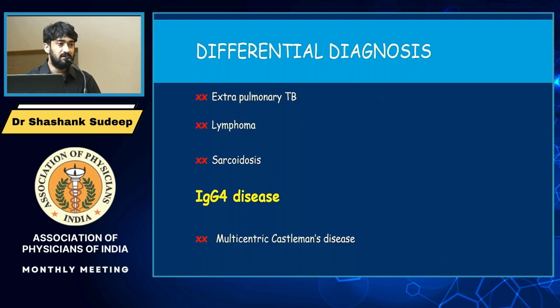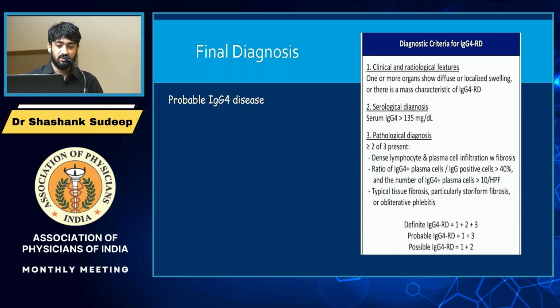So at this stage, our diagnosis becomes quite clear. We diagnosed this case as an IgG4 related disease. Based on the criteria given out by Umehara et al., the diagnostic criteria for IgG4 related disease consists of 3 facets: clinical and radiological features, a serological diagnosis, as well as a characteristic pathological diagnosis. In our case, we did have clinical and radiological features, as in we had a retroperitoneal mass on CT, which is characteristic of IgG4 related disease.